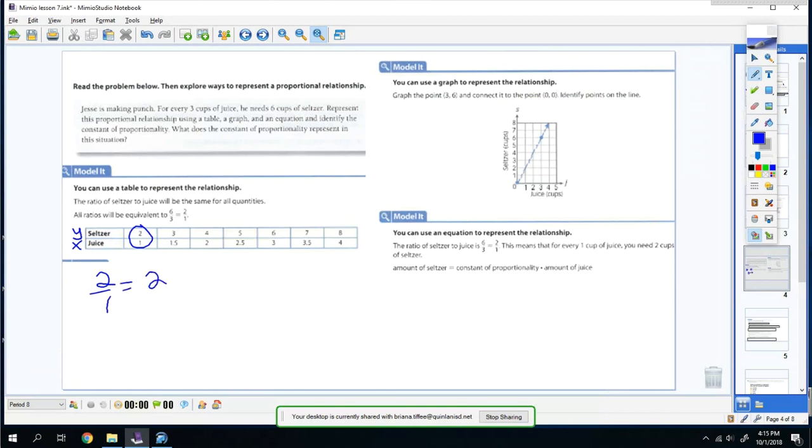Or 4 over 2 equals 2. Or 6 over 3 equals 2. So it means for every 2 cups of seltzer, I need 1 cup of juice. And so the equation would be y is equal to 2x. So 2 is my constant, as we have found before. And on the graph, you just plot the points.